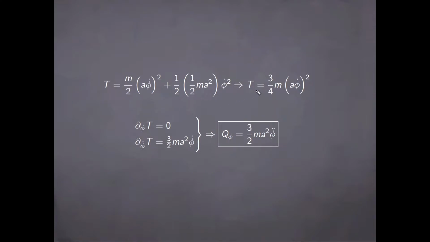Putting the two together, we obtain the expression of the kinetic energy here as 3 over 4 times m times the velocity squared, and then the partial derivatives with respect to the generalized coordinate and velocity are really simple. They're the ones given here, and provide this expression of the generalized force, which is also the single Lagrange equation of the system.